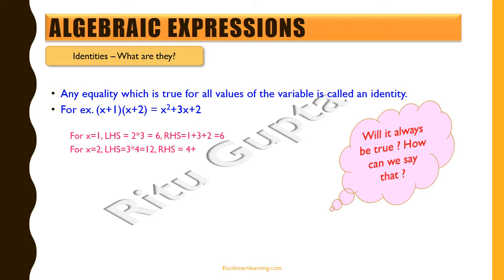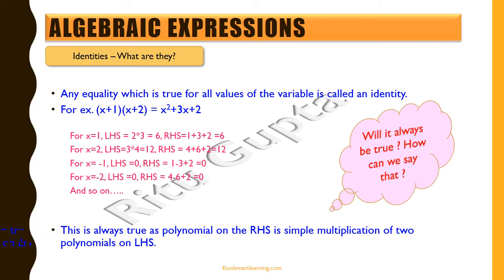For x is equal to 2, the left hand side becomes 3 multiplied by 4 equal to 12, and so does the right hand side. For x is equal to minus 1, the left hand side is 0 and so is the right hand side. For x is equal to minus 2, again the left hand side is 0 and so is the right hand side. And we can continue with many different values of x, in fact any value that you choose to take, and we'll get the right hand side to be equal to the left hand side always. So that means this equality is always true for all values of the variable. So this is an identity.